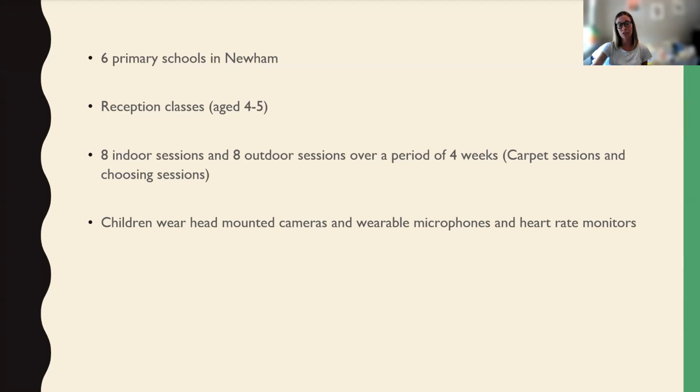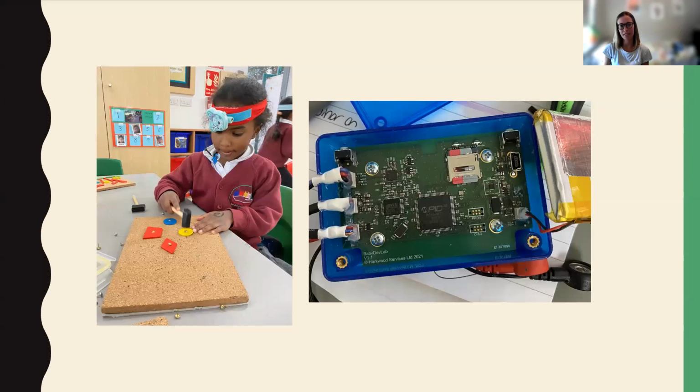And so during these sessions, the children are wearing little head-mounted cameras, wearable microphones, and heart rate monitors. And these are the devices. So you can see the little girl here is wearing the head-mounted camera. It's almost like a little GoPro. It's actually a teddy bear shape, but we had to turn it on its side because that brings the camera lens lower down, so it's more in line with their eye level. We really wanted that kind of child's eye view of what they're doing.